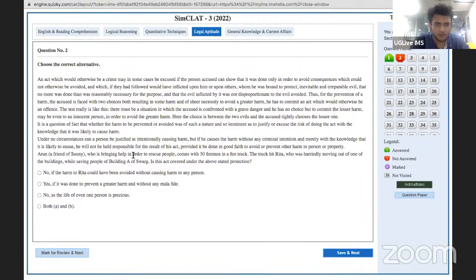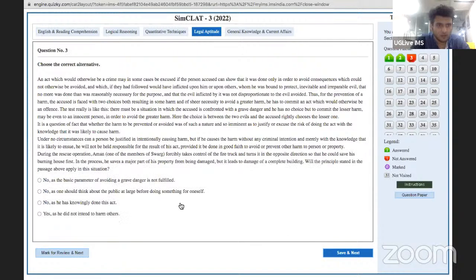Arun, who is bringing help in order to rescue people, comes with 50 firemen. Truck hit Rita, was hurriedly moving out of one of the buildings while saving people of building A of Swarg. Is this act covered under the above stated protection? Necessity. Okay, the choice is between two accused, right? It is a question whether the harm to be prevented or avoided was blah blah blah. Yes, it was done to prevent a greater harm and without any mala fide, no as the life of one person is precious. Both A and B होगा, ठीक है?